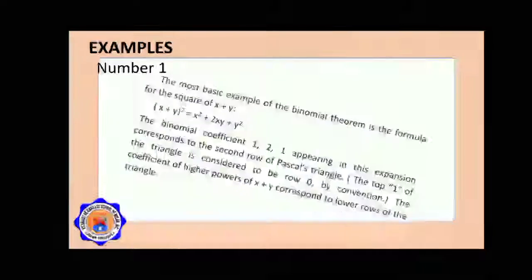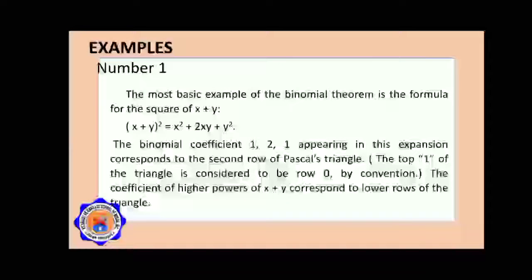Next is the example. For example number 1, the most basic example of the binomial theorem is the formula for the square of x plus y. In the binomial theorem, you will use the FOIL method.